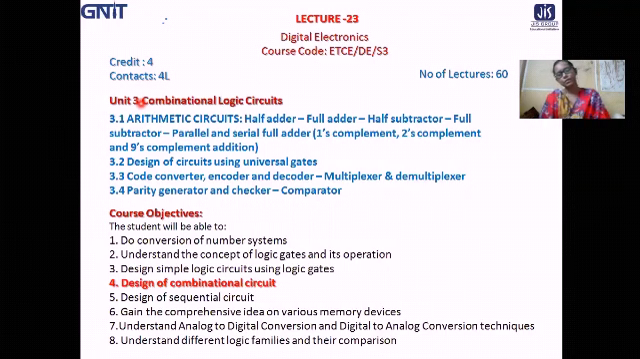Unit 3 consists of 4 subunits. First is arithmetic circuits. It consists of half adders, full adder, half subtractor, full subtractor, parallel and serial full adders. Next subunit is design of circuits using the universal gates. The third subunit is code converters, encoders, decoders, multiplexers and demultiplexers. And the last subunit, that is unit 3.4, is parity generator and checker and the comparator.